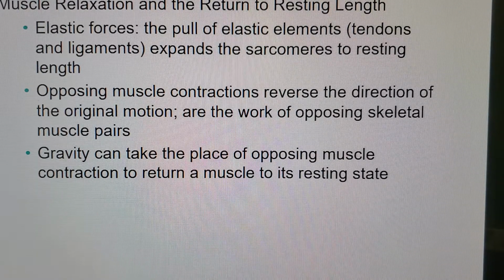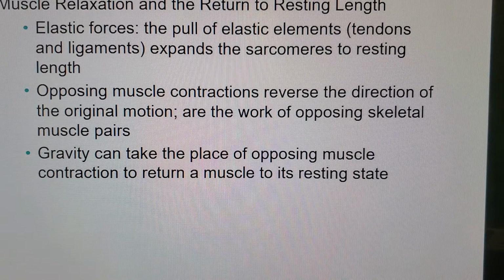Muscle relaxation, the return to resting length. There will be elastic forces. The elastic elements, tendons and ligaments, expand the sarcomeres to resting length. There are opposing muscle contractions that are reverse of the direction of the original motion, and these skeletal muscles work to help us with coordination and help us get back to a homeostasis resting state. Gravity can take the place of opposing muscle contraction to return a muscle to its resting state.